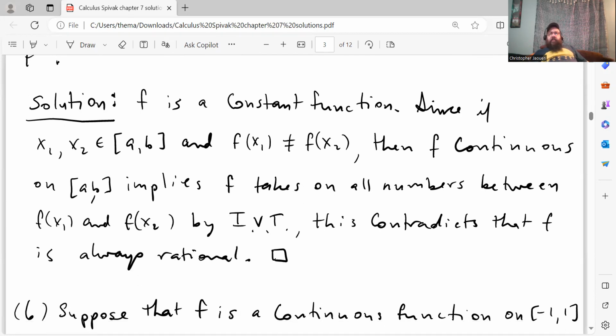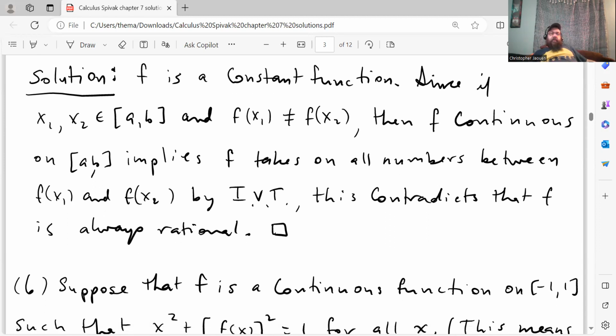We can say that f is a constant function, since if x1, x2 are elements of the closed interval from a to b, and f of x1 is not f of x2, then f being continuous on the closed interval from a to b implies f takes on all numbers between f of x1 and f of x2 by the intermediate value theorem, and that contradicts that f is always rational, because the interval from f of x1 to f of x2, or vice versa, must contain both rationals and irrationals by the density of the irrationals in the real numbers. So that's the solution to question number 5.